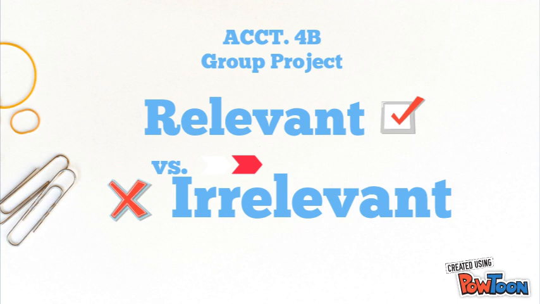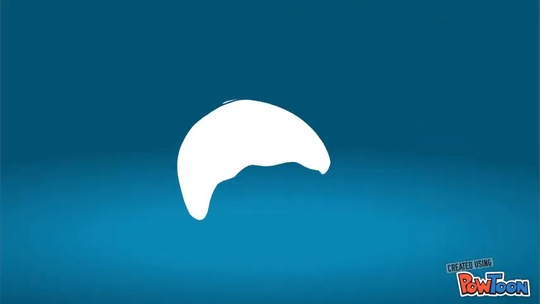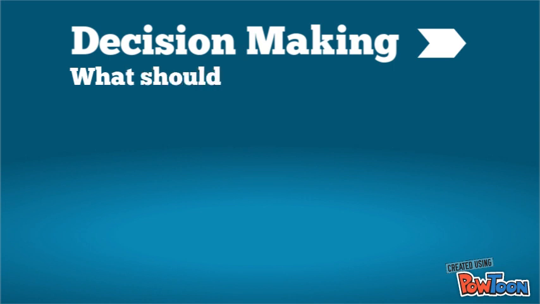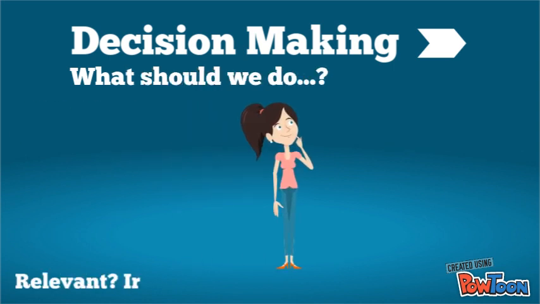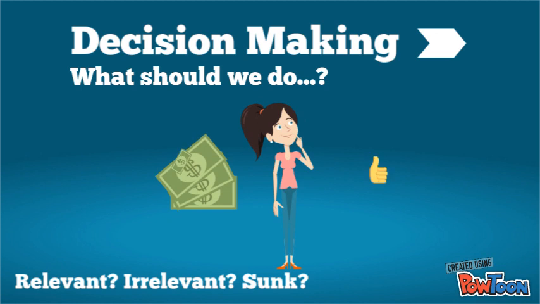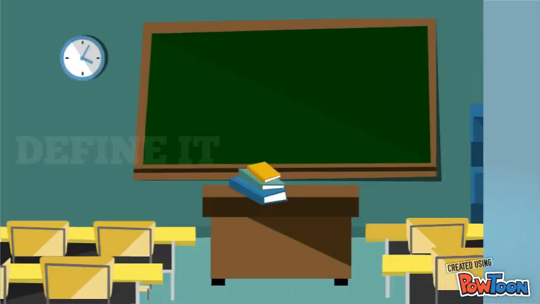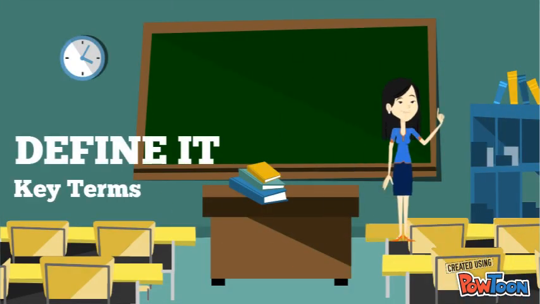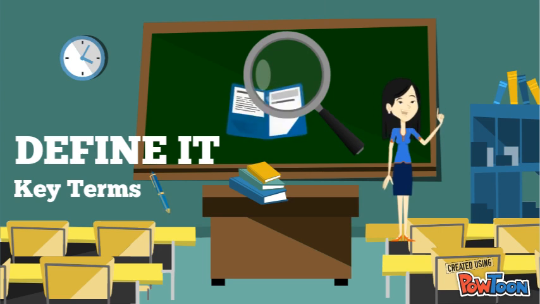In all business decisions, there are relevant and irrelevant factors that can affect the decision outcome. It is important to identify and organize these factors prior to making a decision in order to achieve the most desirable outcome. Before looking over a real-life example, let's cover a few definitions.